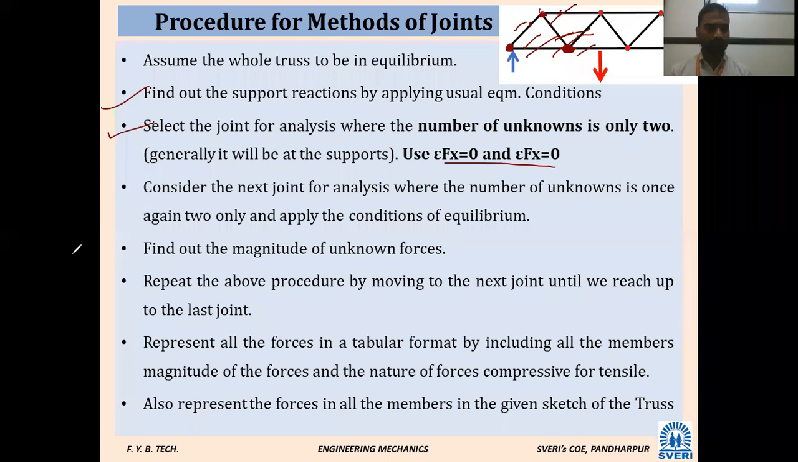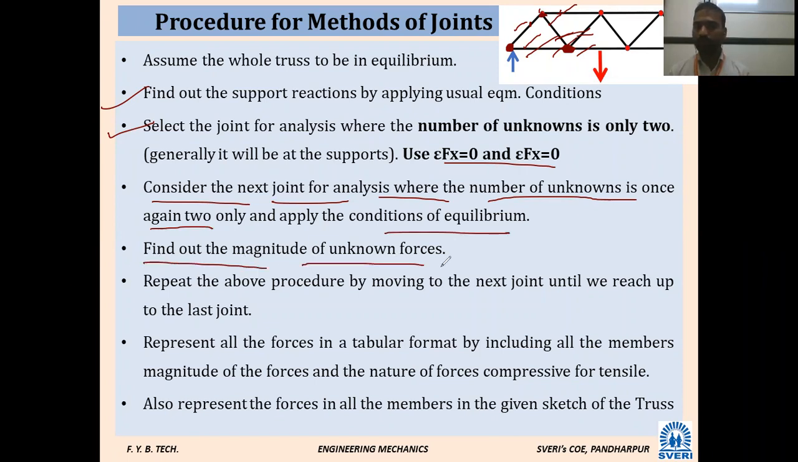Next, consider the next joint for the analysis where the number of unknowns is once again 2 only, and apply the conditions of equilibrium. Find out the magnitude of unknown forces. Repeat the above procedure by moving to the next joint until we reach the last joint. Start from here, end up here.